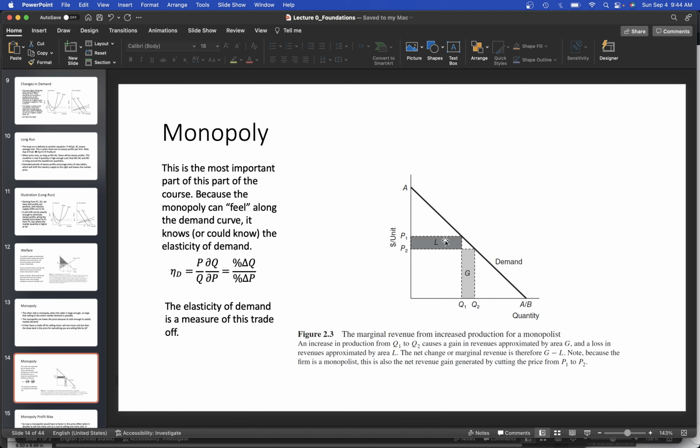So there's a gain versus loss, which you are measuring or weighing against each other. So the monopolist can feel along the demand curve. It knows or would know the elasticity of demand.